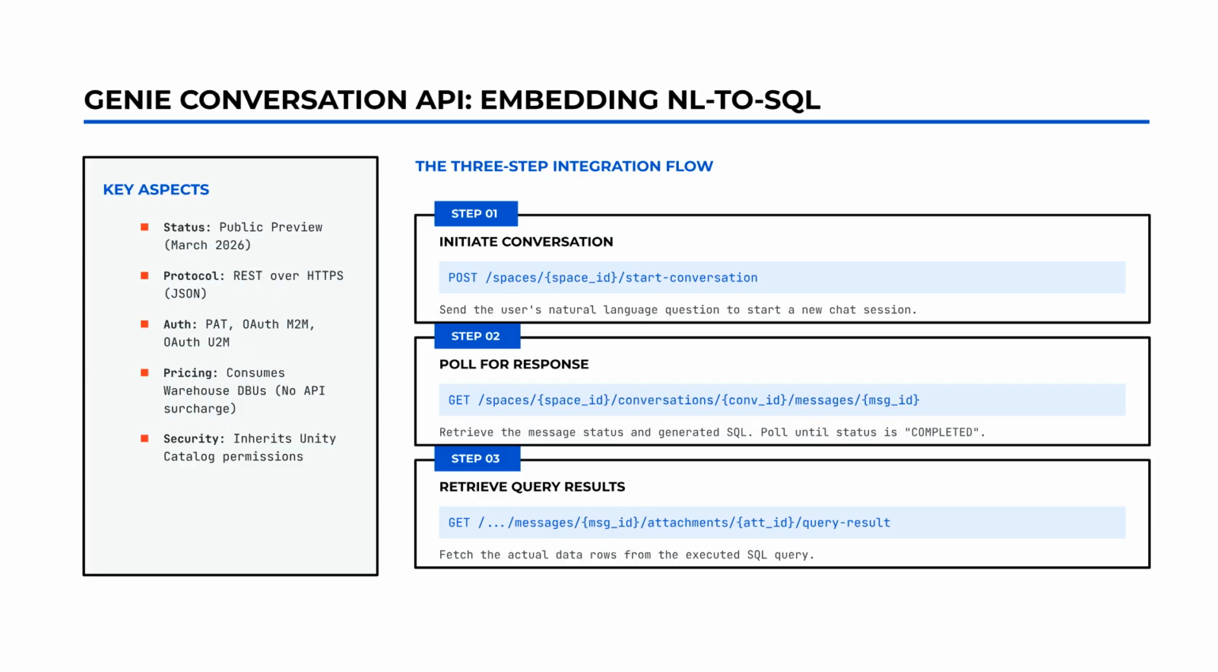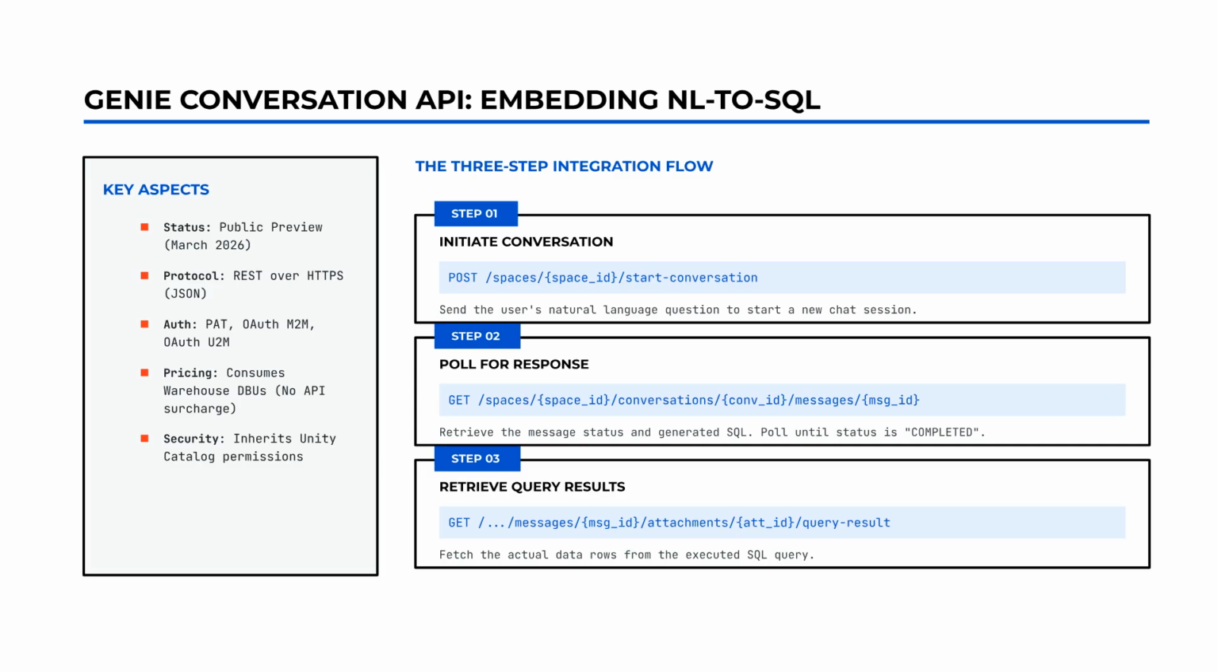Want to take Genie beyond the standard UI? The Genie Conversation API, currently in public preview, lets you embed natural language to SQL capabilities directly into your own applications. You can start conversations, poll for responses, and generated SQL, then fetch the actual query results, all while inheriting the user's Unity Catalog permissions automatically.